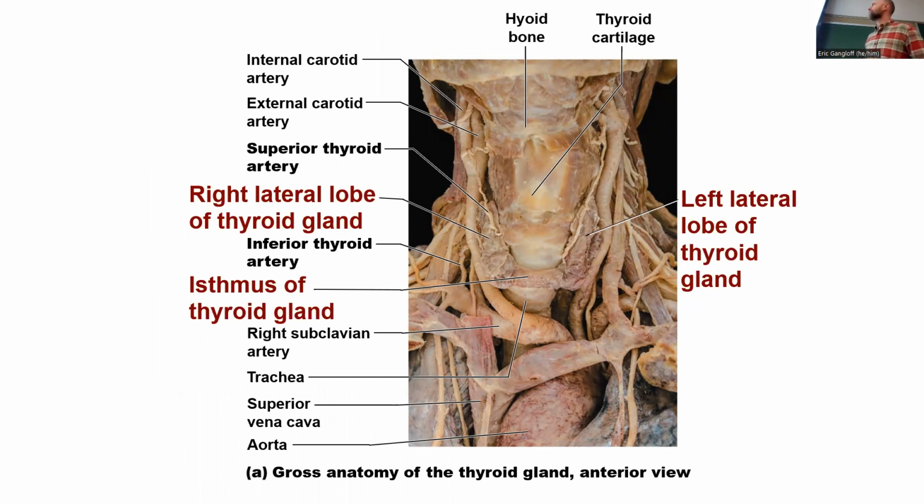Here is an image from your book that shows you on a cadaver the location of the thyroid. It's this butterfly-shaped organ right here. You can't see it very well, the color is not differentiated very well, but you can see that it has a left lobe, the isthmus of the thyroid gland that goes across the middle, and then the right lateral lobe here. And it nestles right around the trachea, in the anterior aspect of your throat.